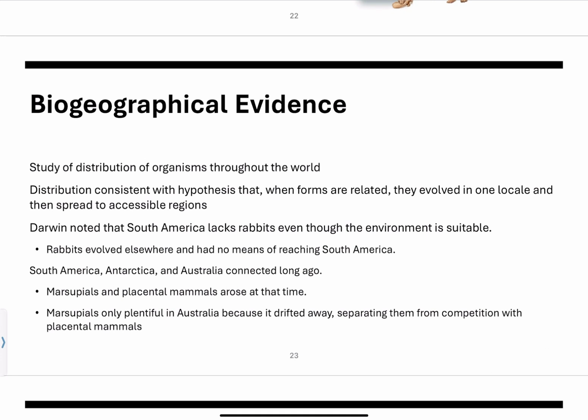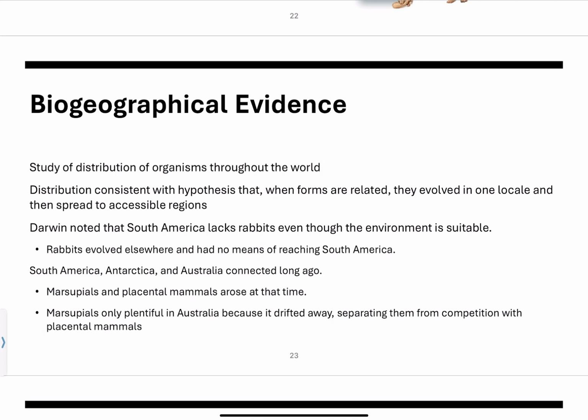So this brings us to biological evidence, another powerful support for evolution. So biogeography is the study of how and where organisms live. The patterns of species distribution support the idea that species evolve in one region and then spread out, rather than being randomly placed. So Darwin himself observed this. So for instance, South America has environments that are suitable for rabbits, yet no rabbits live there. Why? Because rabbits evolved somewhere else and had no natural way to reach South America.